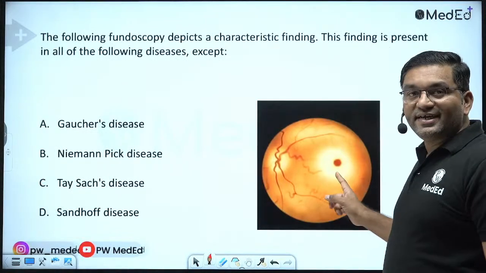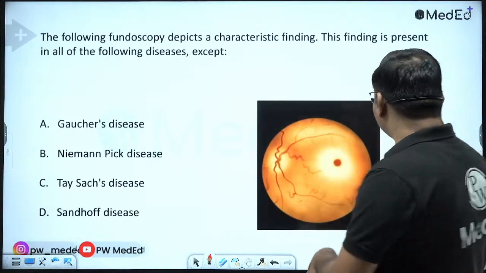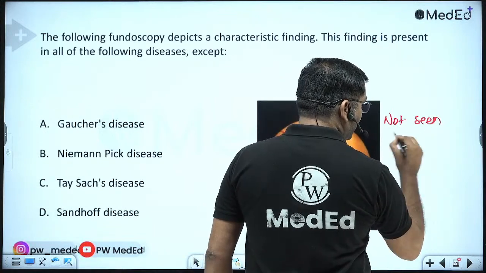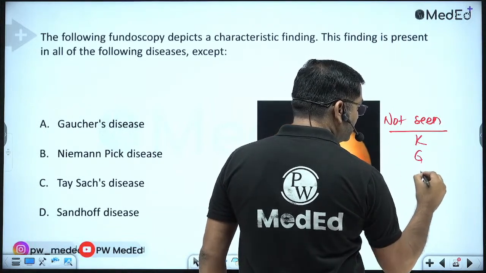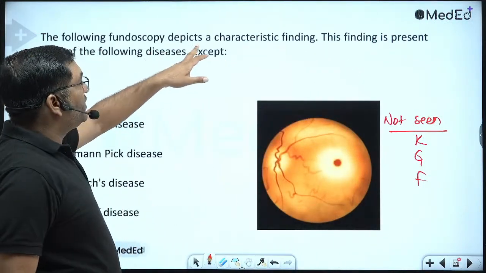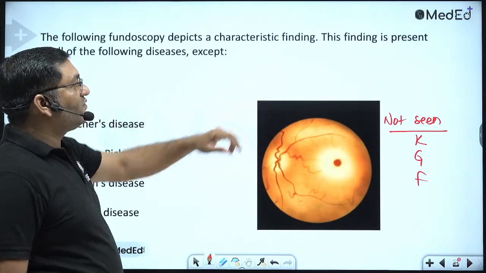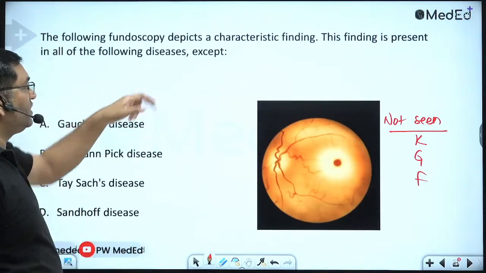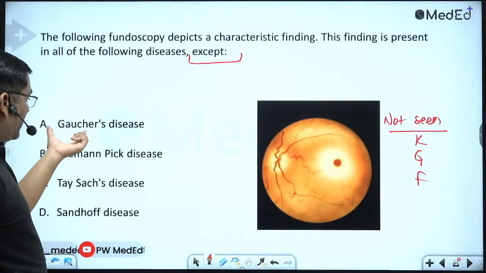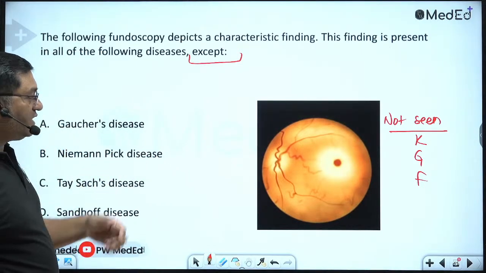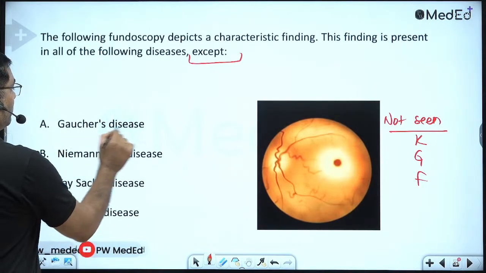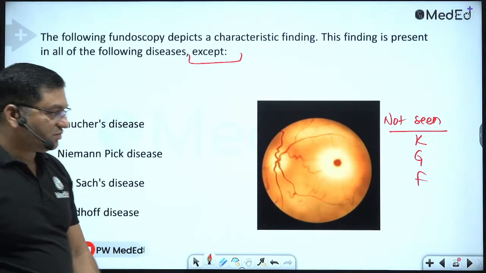Now this is cherry red spot on the macula. Remember, it is not seen in Krabbe's disease, Gaucher's disease and Fabry's disease. The following fundoscopy depicts a characteristic finding. The finding is present in all of the following diseases except, so it is not present in Krabbe's, Gaucher and Fabry's disease. It is present in Niemann-Pick, Tay-Sachs and Sandhoff disease, but not in Gaucher's disease.